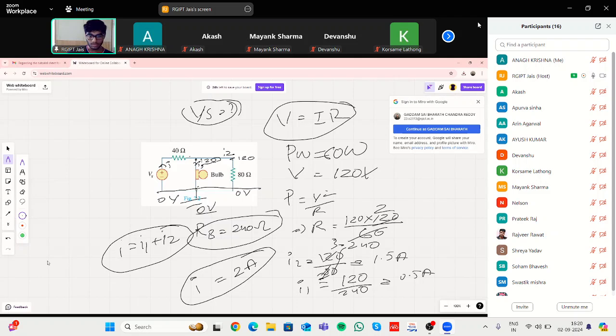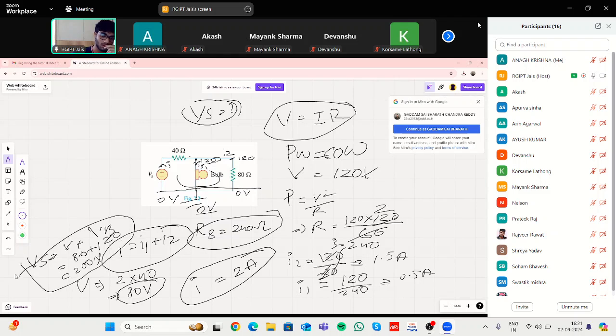You have got this. Okay. Now, as the current passing through the 40 ohm is specified, 2 into 40 will give us 80 volt. So now Vs is equal to V plus the voltage of the bulb. That is equal to 80 plus 120, which is equal to 200. Okay, is it clear?